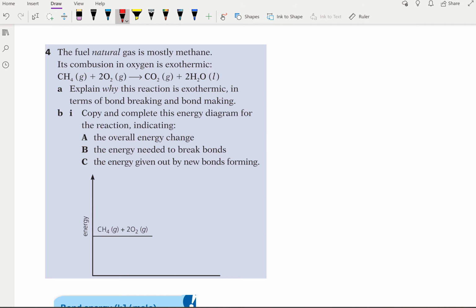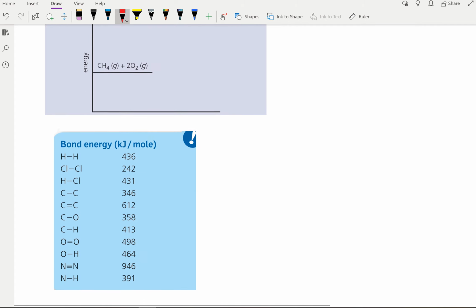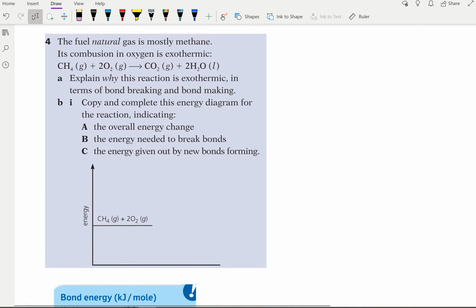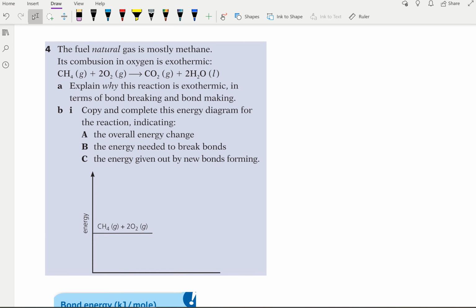So for that we need the bond energy table which we have here. In the exam they will give you the bond energy table or the bond energies will be given in the question. So I have to show the bonds between the reactants and products to be able to understand what are the bonds which need to be broken and what are the new bonds which form during this reaction.